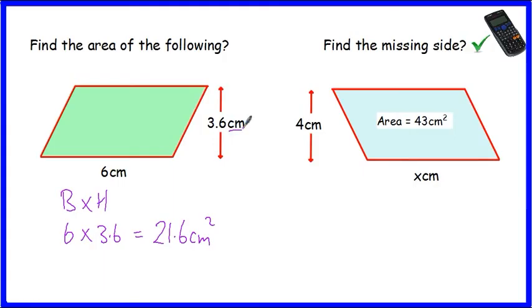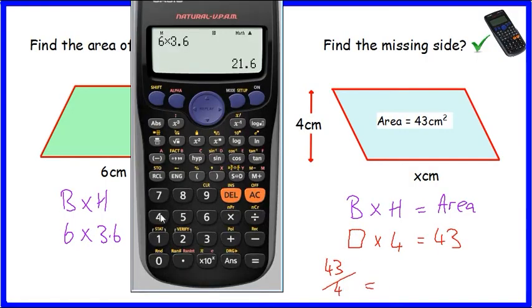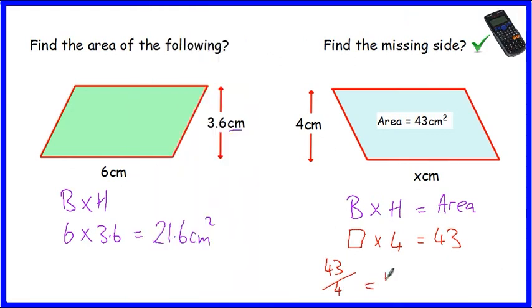And this one, find the missing side. So base times height equals area. If I plug these in, I've got the height is 4. Well, my answer will be 43 divided by 4, which is 10.75 centimeters, the base.